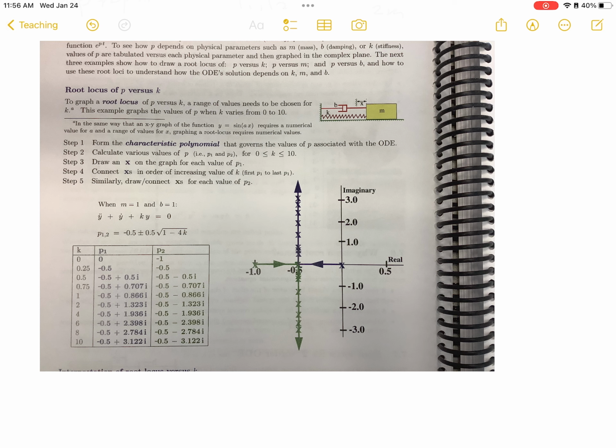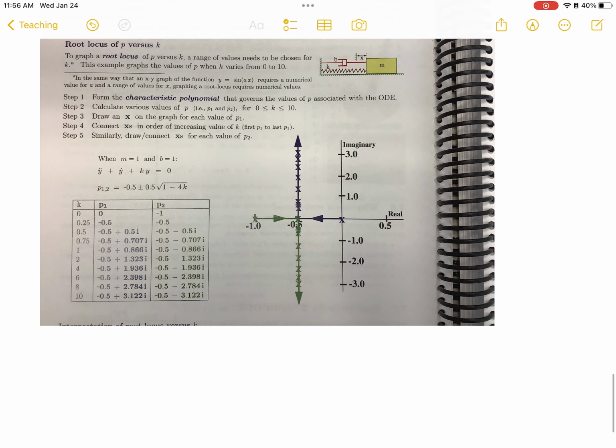You can see that for k equals 0, our roots are 0 and negative 1. Then as k increases to 0.25, 0.5, etc., first the roots move closer together along the real axis, and then the roots meet, and you have a multiplicity of negative 0.5 at a stiffness of 5. And we can conclude a few things about this. So first of all, if the roots are on the... well, let's go back here.